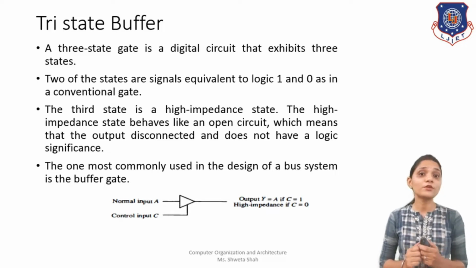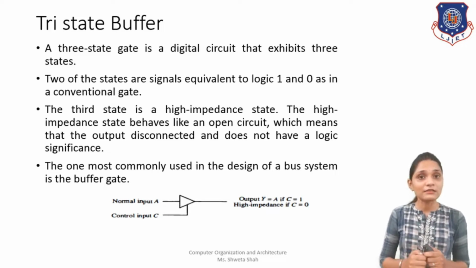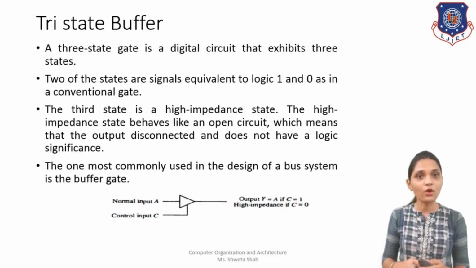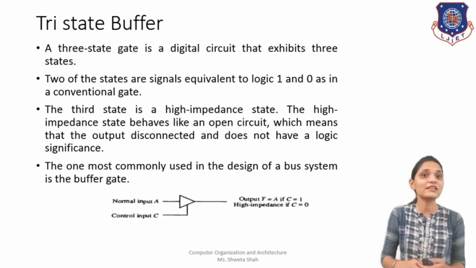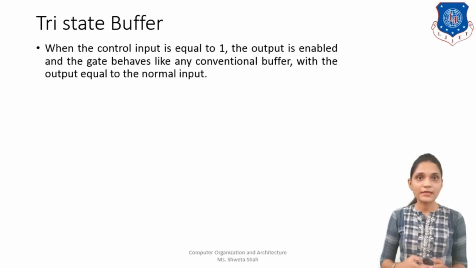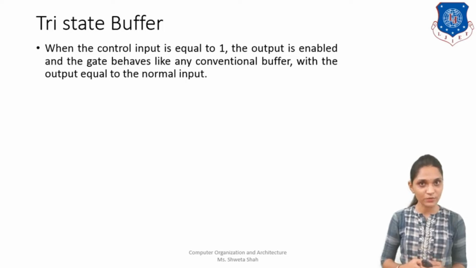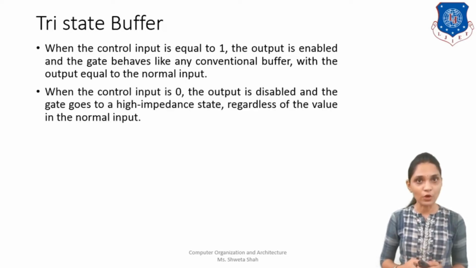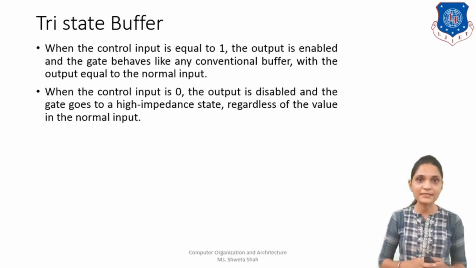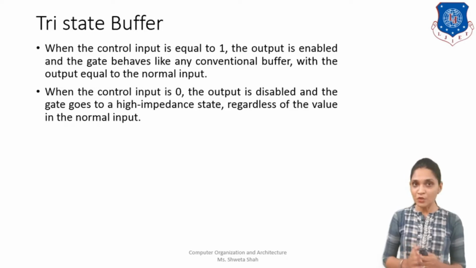If your control input is 0, then it will not depend on what you have given in the input. The output will always be in a high impedance state. That means your circuit is like disconnected. So when your control input is equal to 1, the output is enabled and the gate behaves like a conventional buffer with the output equivalent to the normal input. But when your control input is 0, the output is disabled and the gate goes to the high impedance state regardless of the value of the normal input.